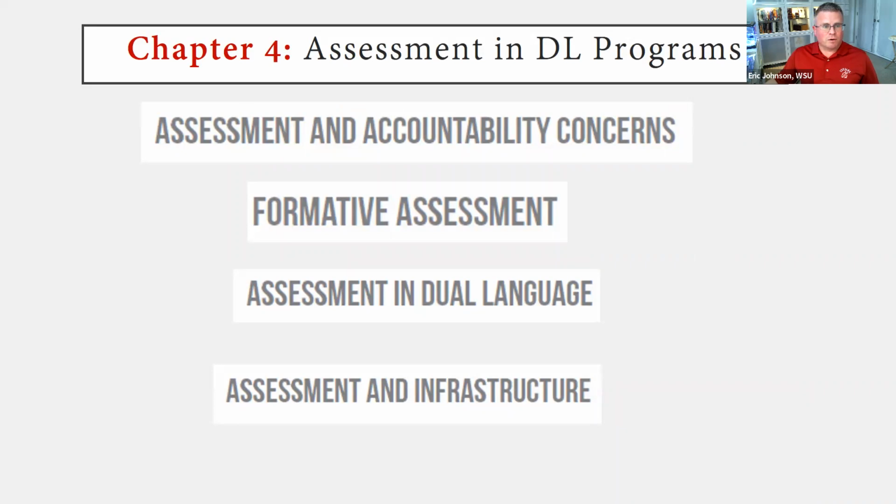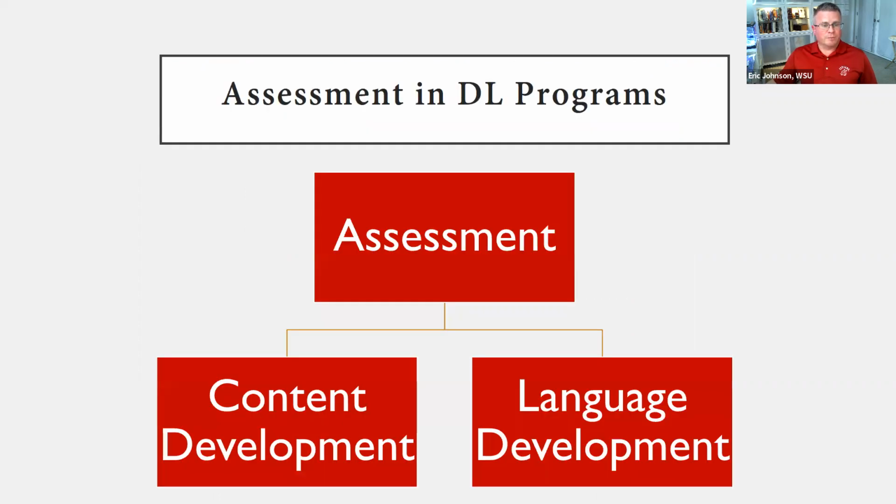For chapter 4, you're going to be looking at assessment and accountability structures and how they are related to different types of assessment. So formative assessment and summative assessment, how that looks in dual language classrooms and looking at assessing content knowledge and language development, and what types of infrastructure are required to help teachers support their students in the best way to develop both content and language development.